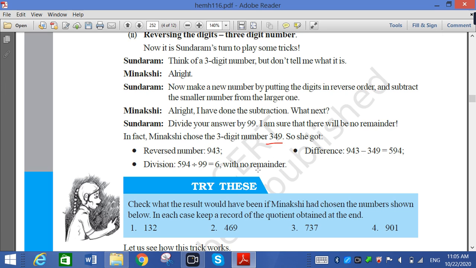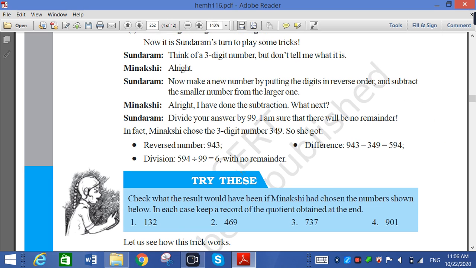As in the earlier case it was 9, here it is divisible by 99, but with the smallest and largest. So if you see 349, either I have to take 439 and 943. So the biggest, or we can say the largest and smallest number. So the difference between the largest and smallest number is always divisible by 99. That we can also check here. Always remember.